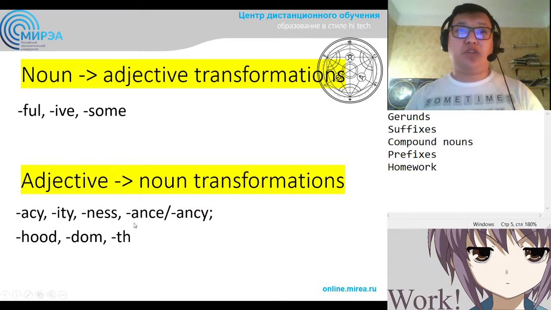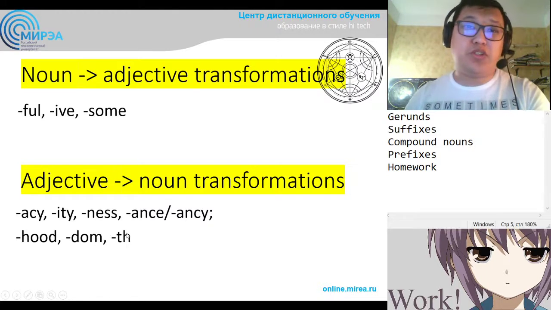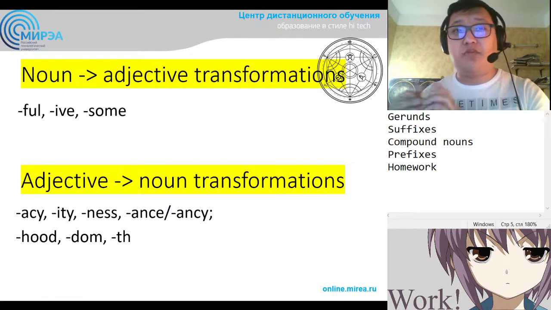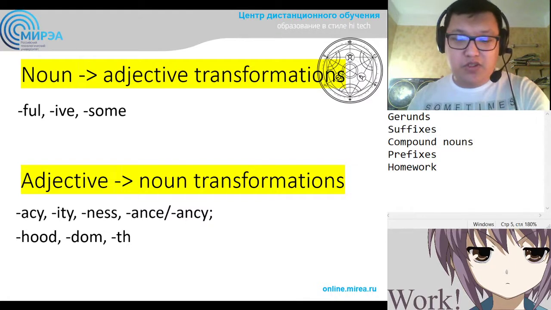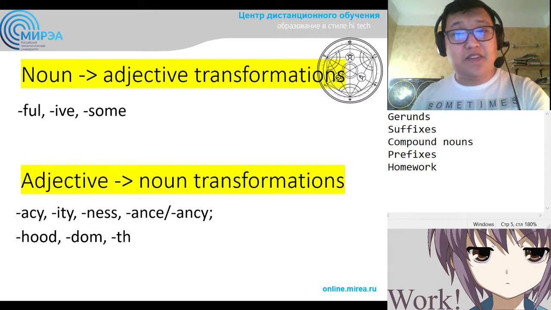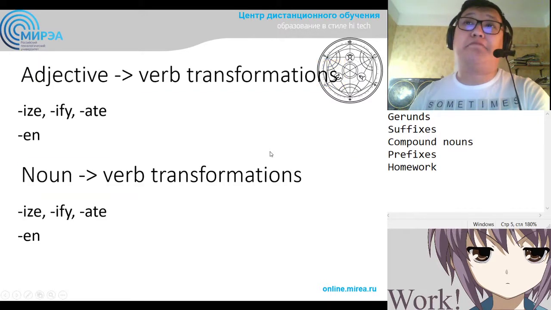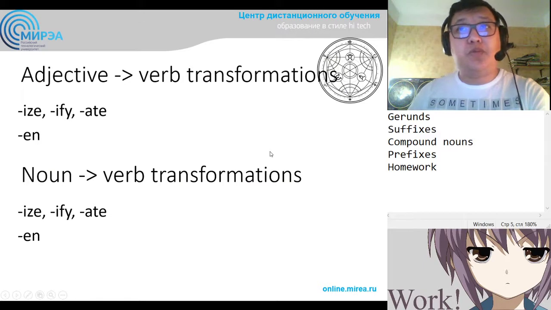But these two are usually also pretty old, and they are used to create nouns out of adjectives. Short ones usually, like free, freedom, star, stardom, bore, boredom, and th is used with a very limited number of adjectives, like wide, width, long, length, and strong, strength, for example. So we move to verb transformations.